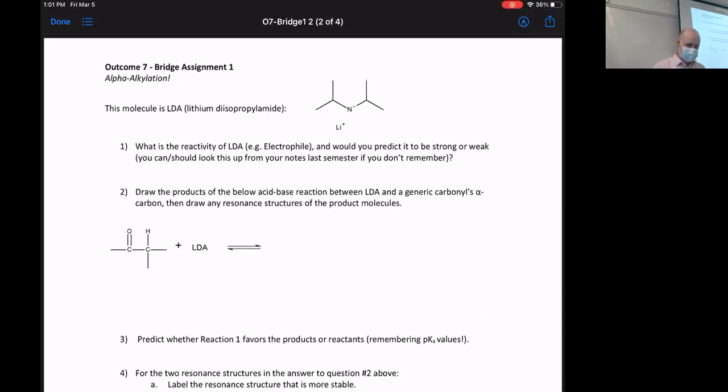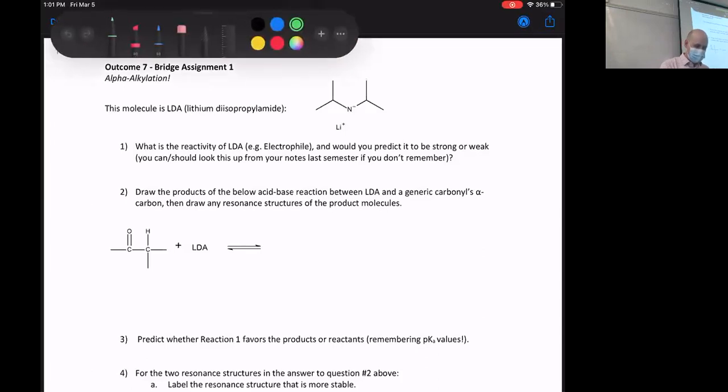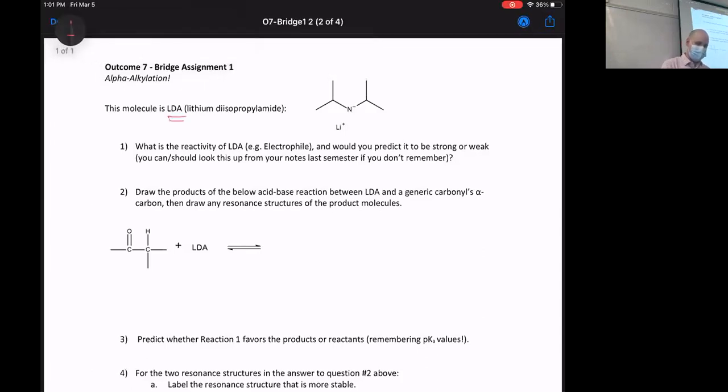This is LDA. LDA is different from LAH. Both of them are three-letter initials, and both are used pretty consistently in this class. LAH, which is lithium aluminum hydride, is an H-. It's a fiercely strong hydrogen nucleophile. This is different, so please do keep them separate in your mind. LDA is what? Let's start off here. It's a negative charge.